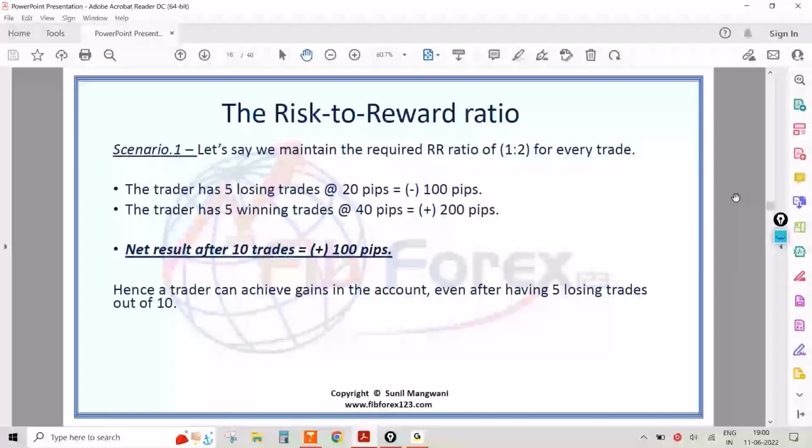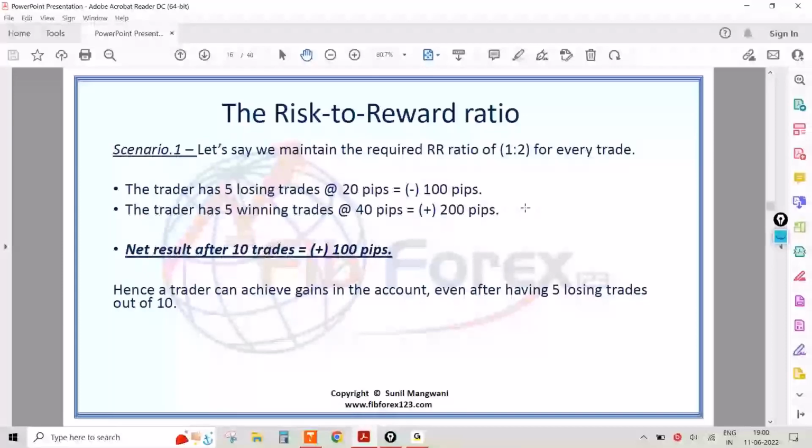Now, taking the calculation, I have 5 losing trades at 20 pips, I lose 100 pips. I have 5 winning trades at 40 pips, risk to reward ratio 1:2 I've maintained. Every trade has a profitability of 40 pips. Again, this is just an ideal situation. You'll never have each of them go exactly the same, but just for calculation's sake, I have a gain of 200 pips. Net result after 10 trades, I have 100 pips in my account.